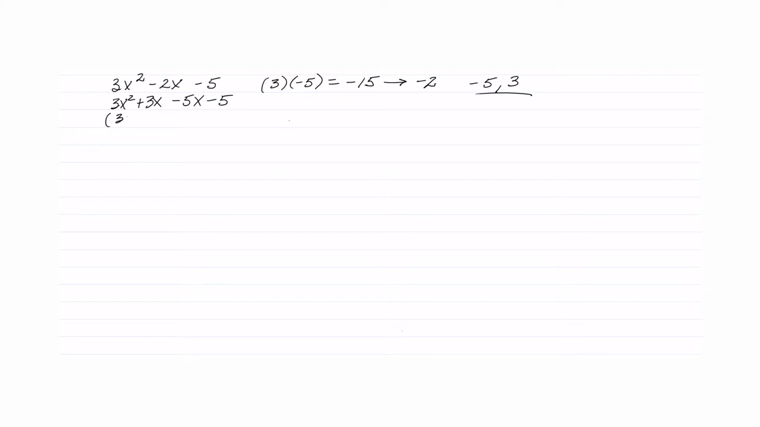So let's group the first two. And when we group the last two, I need a sign out in front, so I'm going to put that negative sign out front, and that's going to change the sign of everything inside the parentheses. So let's factor out our greatest common factor. So our greatest common factor here is going to be x plus 1. So pulling out our x plus 1, we are left with 3x minus 5.